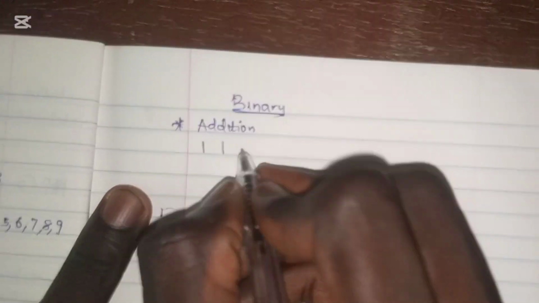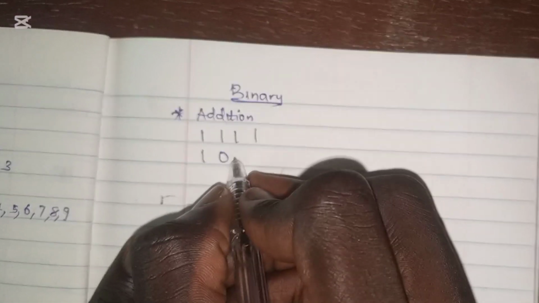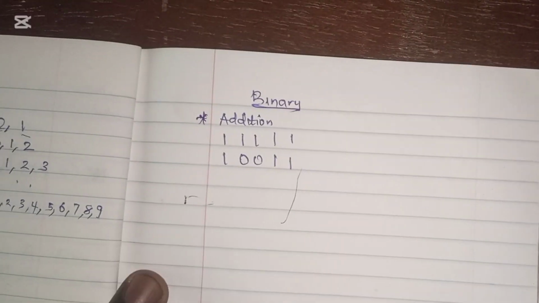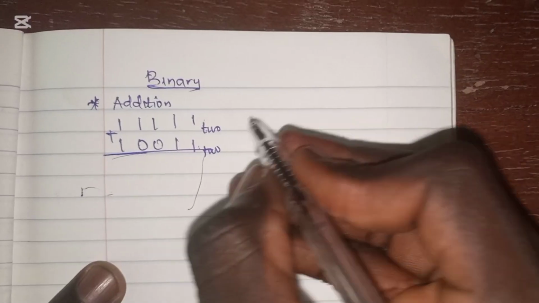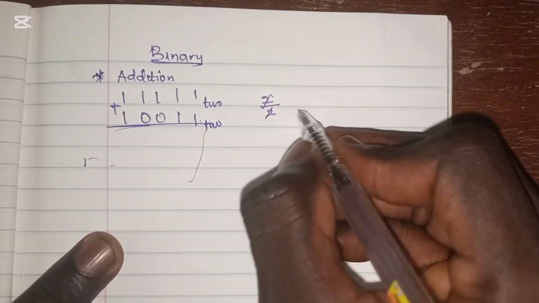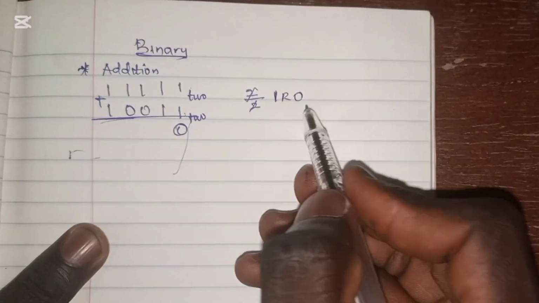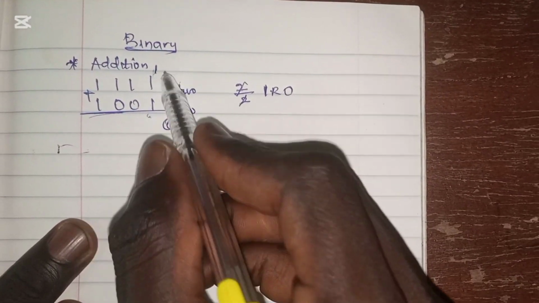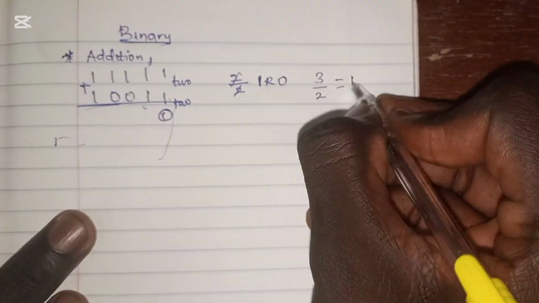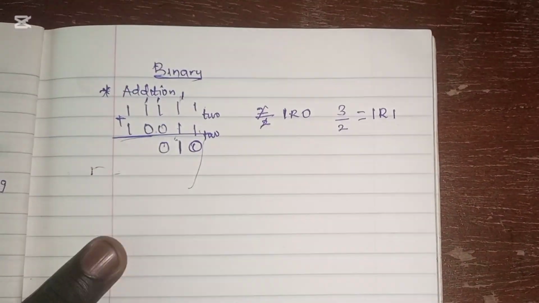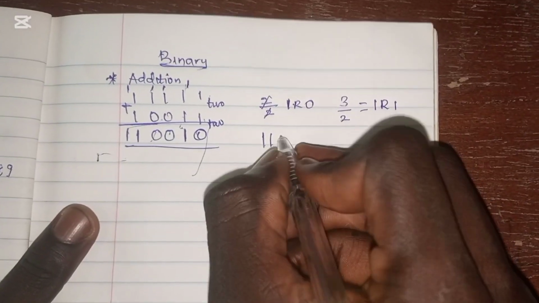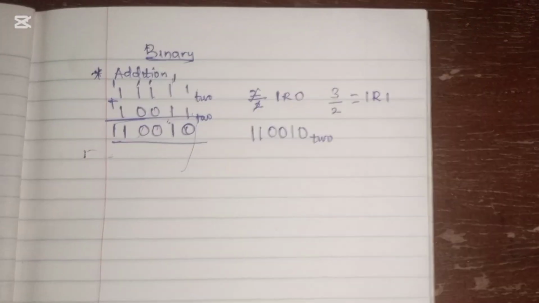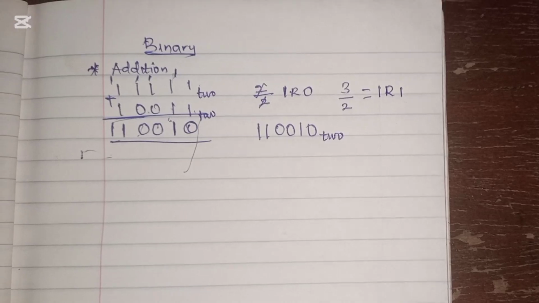So for addition, we have 1, 1, 1, 1, and we have 1, 0, 0, 1. Let's start from the right so we can see how it works. We have to add this. 1 plus 1 is 2. So we are dealing with base 2. We get 2 divided by 2. That will give us 1, remainder 0. So you write the 0, which is the remainder, and you carry the 1. This is 3 now. 1 plus 1 plus 1 is 3. That's 3 over 2. So that gives us 1, remainder 1. So you write the remainder, you carry this. This is 2. That's 1, remainder 0. You carry this. This is 2. That's 1, remainder 0. This is 3. This is 1, 1. So that means our answer is 1, 1, 0, 0, 1, 0 base 2. So that is how addition works in binary.